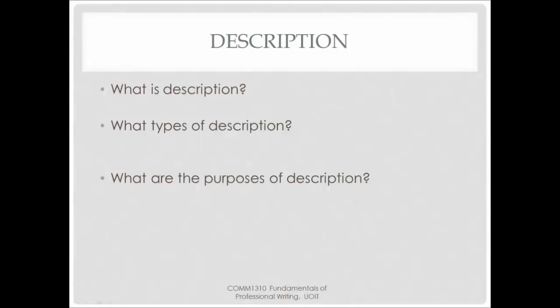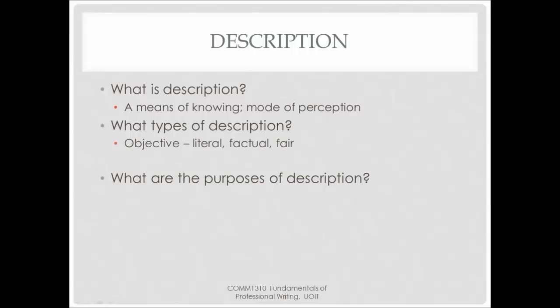Description is a way to communicate to your reader what you are thinking or seeing or visualizing. It is a mode of perception. In an objective description, you are focusing on the facts or the literal, exactly what you see or hear or what happened. Unlike a narrative, you're not telling a story, but you are describing to the reader something that is important to your argument. A subjective description focuses on what the writer thinks or feels rather than the literal facts.